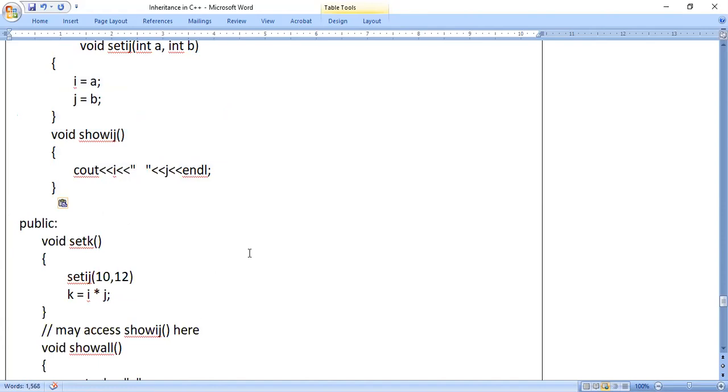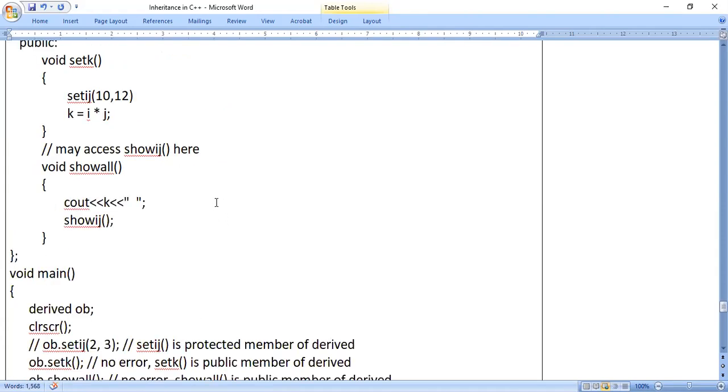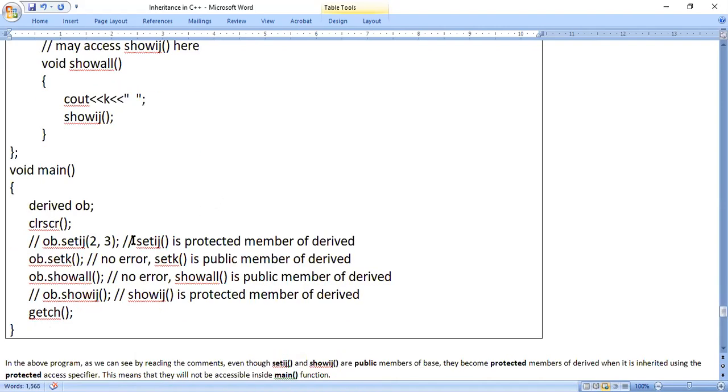Next, if it is like that, we will see what happens. In the main function we will see what things happen. Derived ob is an object belonging to the derived class. ob dot set ij. So if it is like this, what is set ij? Set ij is a function of the base class.